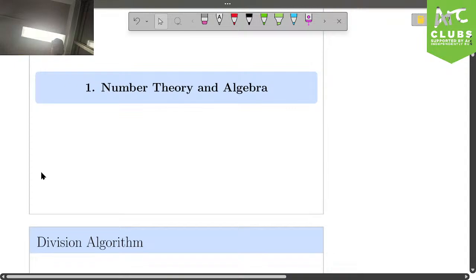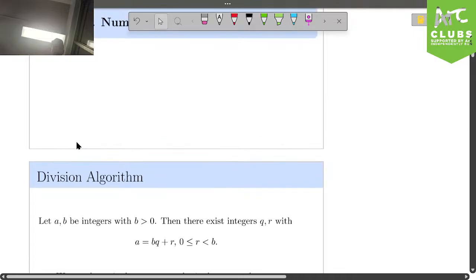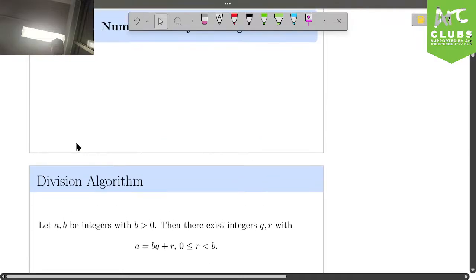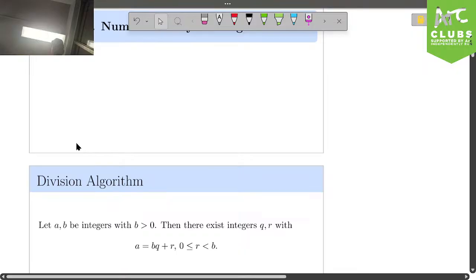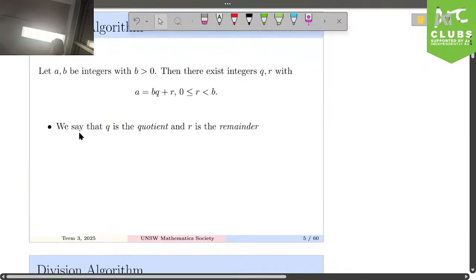All right, so we're going to go through number theory and algebra. Unfortunately, this section is going to be kind of long, and it's almost a language section of the course. There are a lot of definitions here, and unfortunately that's just what we're going to have to deal with. So let's have a look.